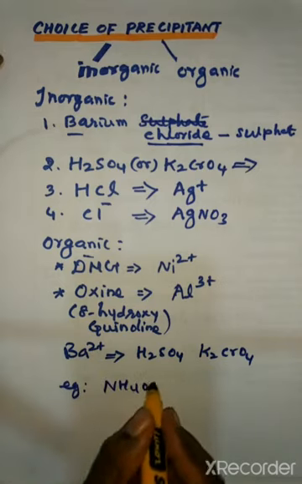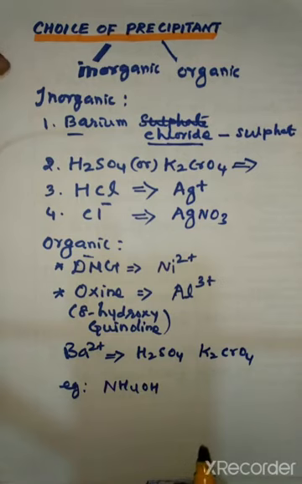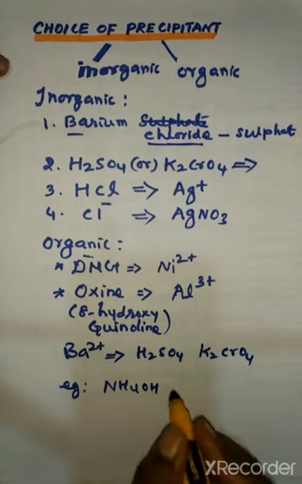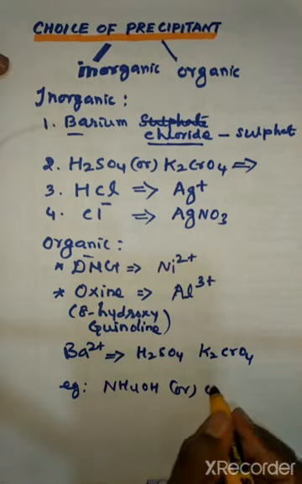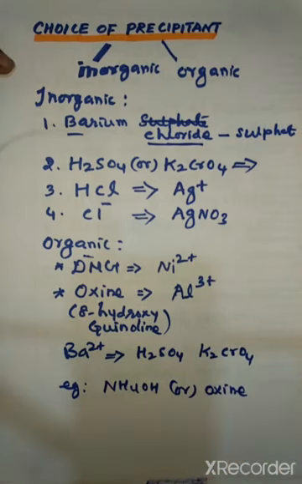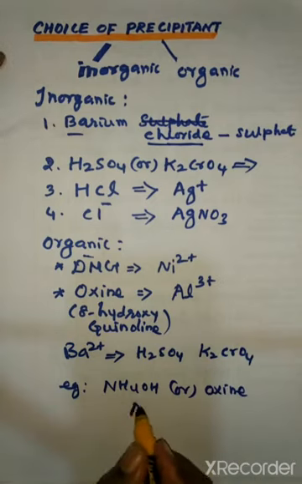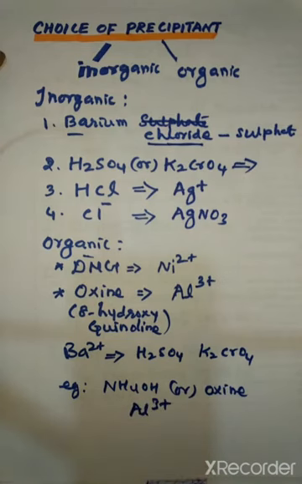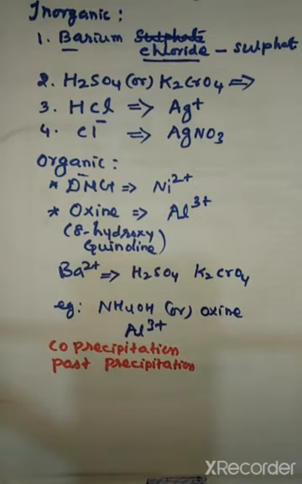or oxine. So we can use both, whether the ammonium hydroxide or oxine, as a precipitant to estimate the aluminium. But while using inorganic precipitant, we may come across co-precipitation or post-precipitation, and also we have some other causes.